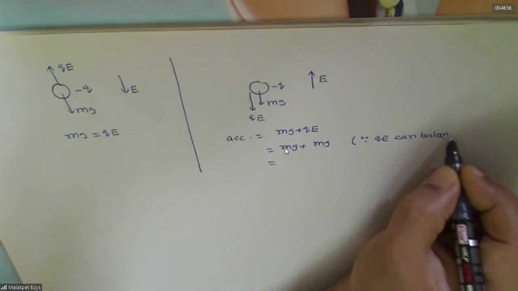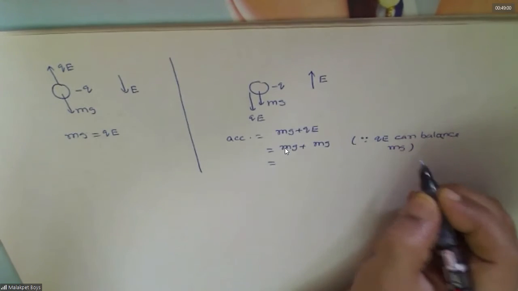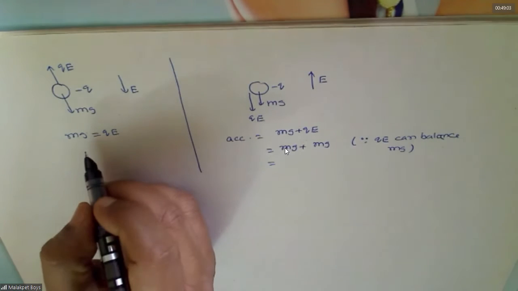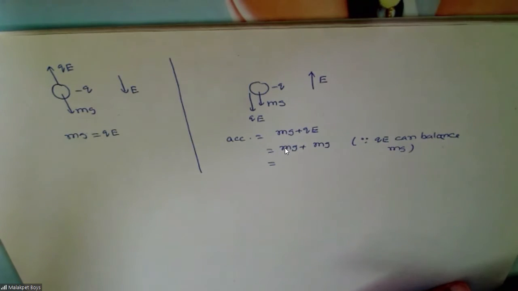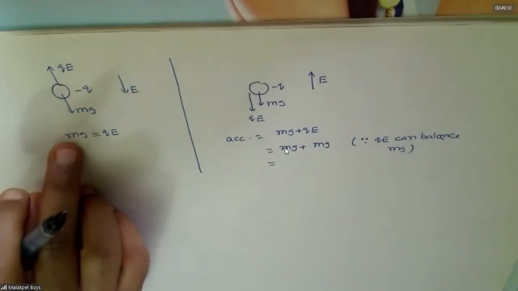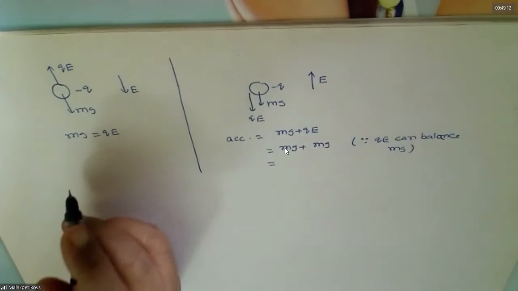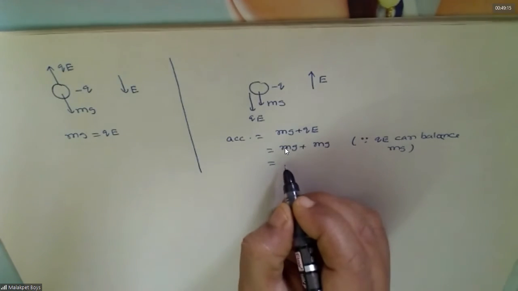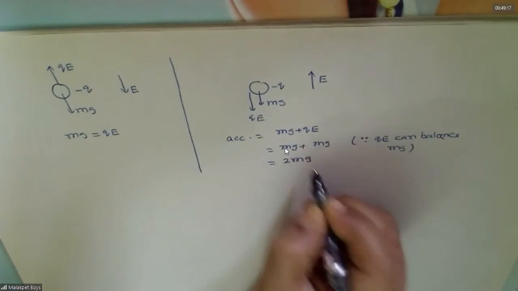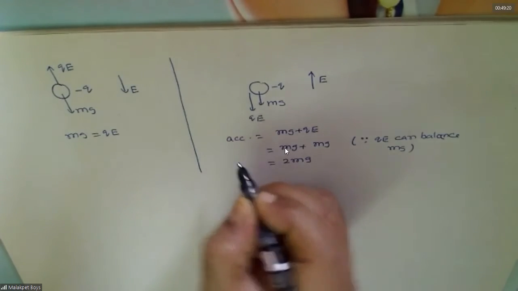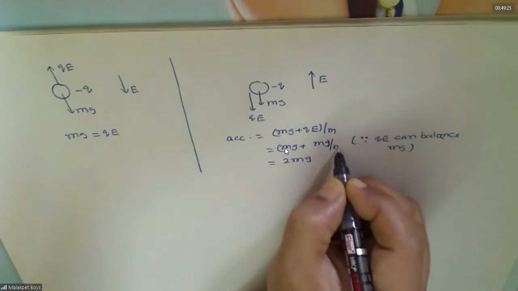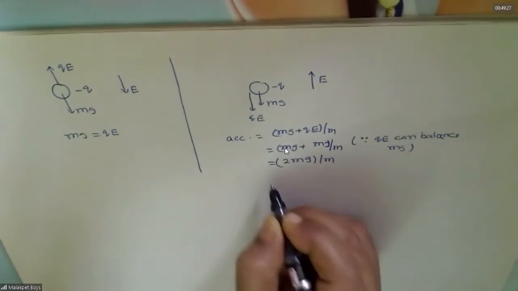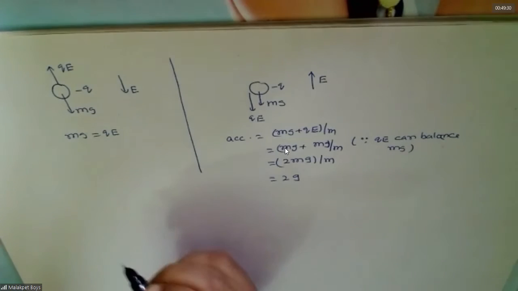Sir, one doubt, sir. mg can be equal to qE only when it is in equilibrium. Yes, but that value won't change, no? This is 10, this is 10. Both are the same, the value won't change. Acceleration will change. So you'll get 2g, no? Do you agree or not? Yes, sir.